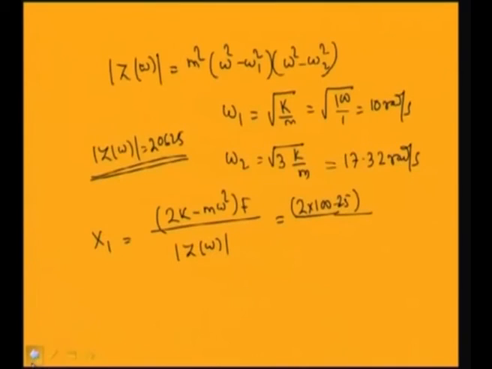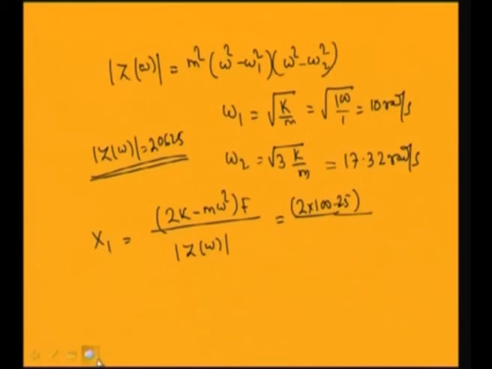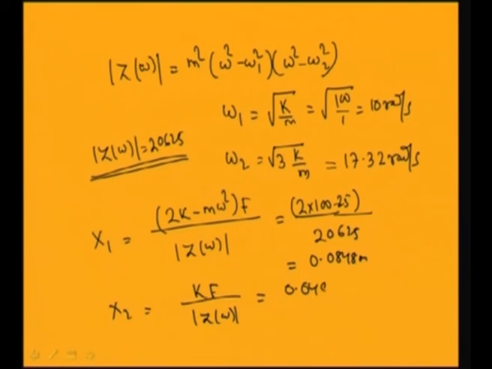Let me take a force F equal to 10 sin omega t. This omega also I can assume, so I am assuming omega equal to 5 radian per second. In this case omega square equals 25, and dividing by 20625, this becomes 0.0848 meter. Similarly you can find x2 equal to kF by Z omega, which gives 0.0484.